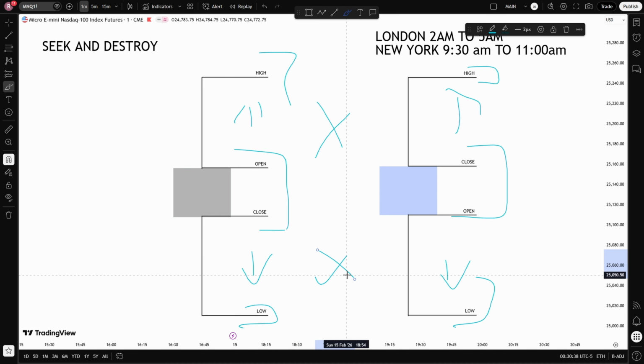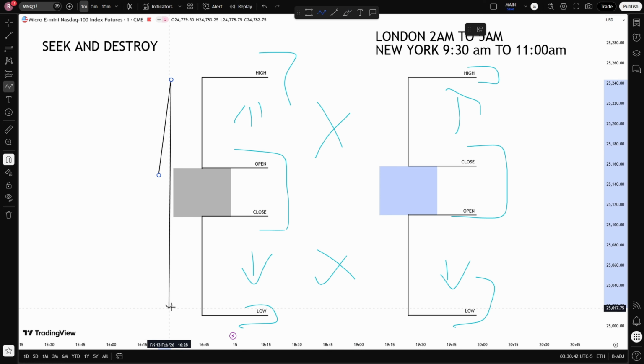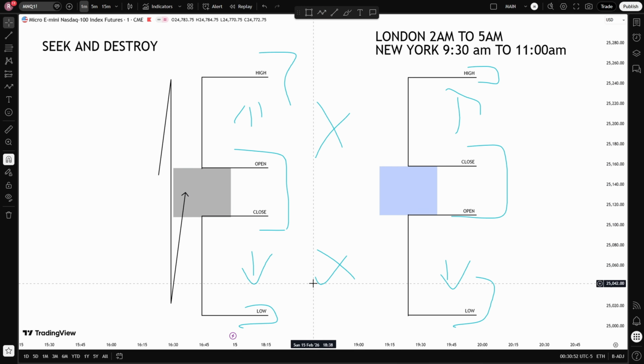Throughout the day, price will often expand higher, take buy-side liquidity, then reverse and expand lower, take sell-side liquidity, and by the time the daily candle closes, it ends up near where it started. So visually, you'll see wicks on both sides and a relatively small body. That's the key idea. A seek and destroy day is not a trend day. It's not a clean expansion day.